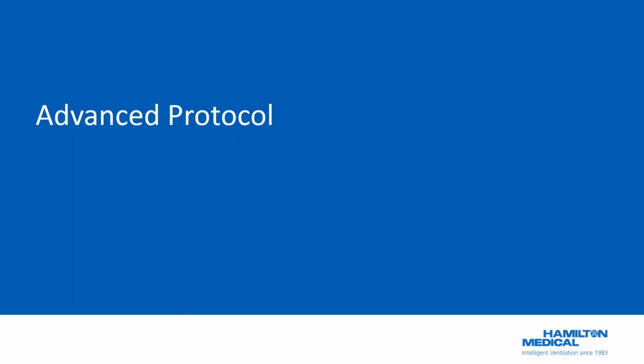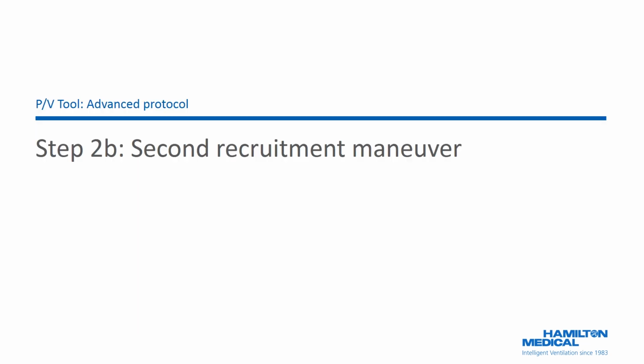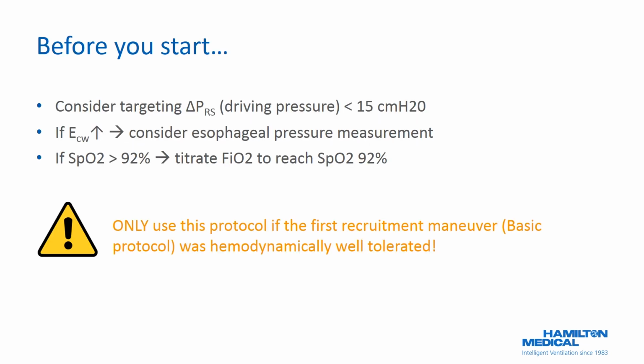Let's introduce the advanced protocol. Only use this protocol if the first recruitment maneuver was hemodynamically well tolerated. The advanced protocol begins with having to perform a second recruitment maneuver. Before you start, try to limit the patient's respiratory system driving pressure to a maximum of 15 centimeters of water after the recruitment maneuver. If the patient shows indications of increased chest wall elastance, for example, morbid obesity or intra-abdominal hypertension, consider esophageal manometry to guide your recruitment strategy.